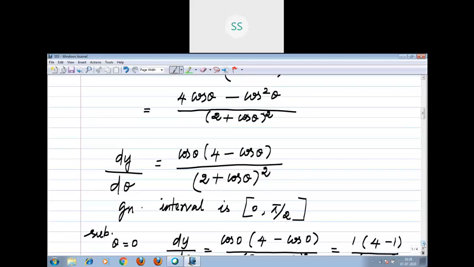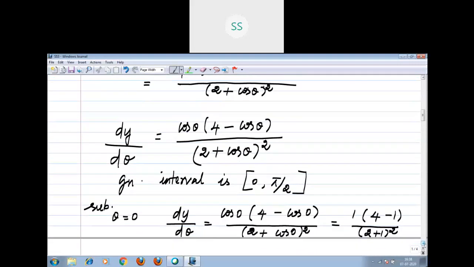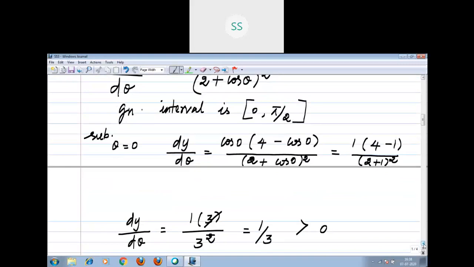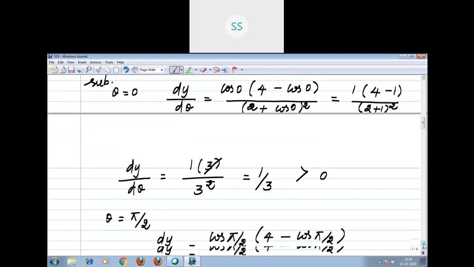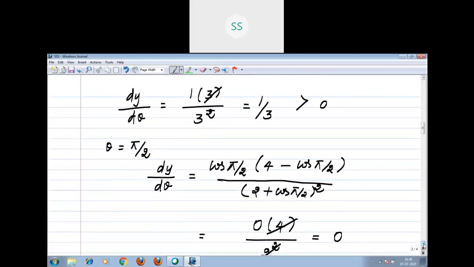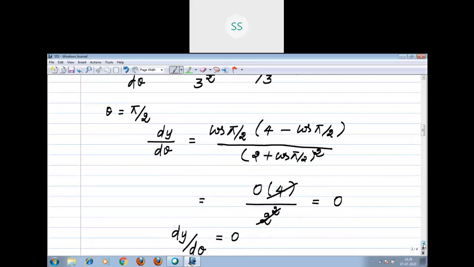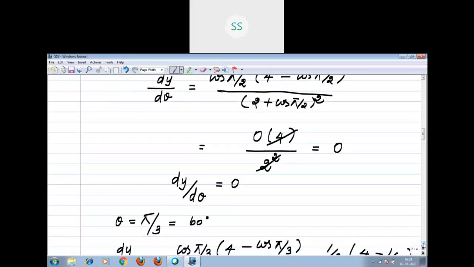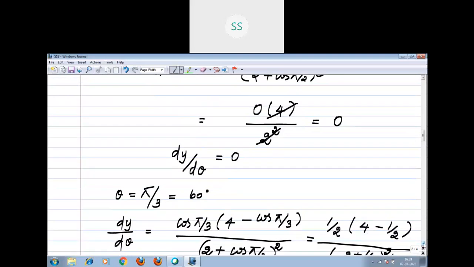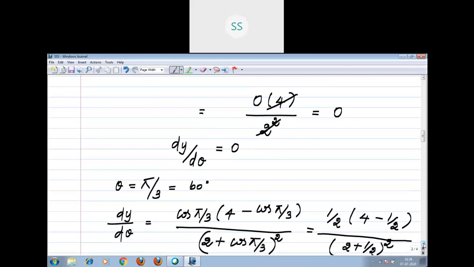When you substitute theta is equal to 0, what can you arrive at? You see, you are arriving at the derivative greater than 0. When you substitute theta is equal to pi by 2, what is your result? You see, the derivative is equal to 0. For an in-between value, you assign theta is equal to 60 degree, pi by 3. When you assign pi by 3, cos pi by 3 into 4 minus cos pi by 3 divided by 2 plus cos pi by 3 the whole square.